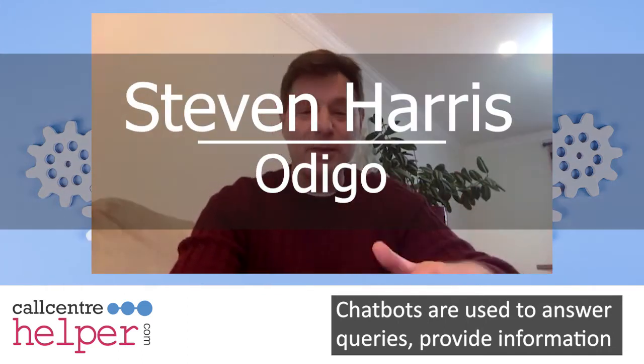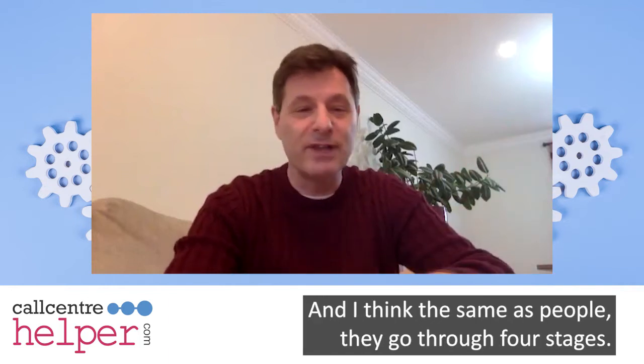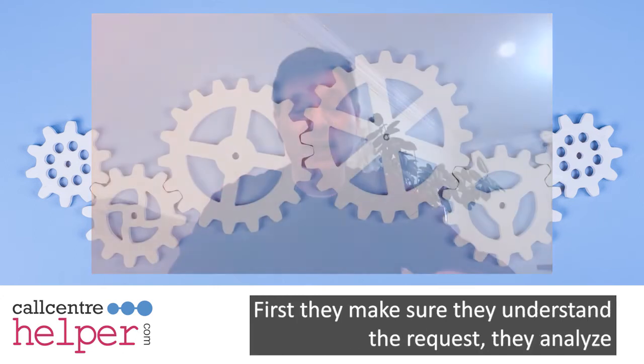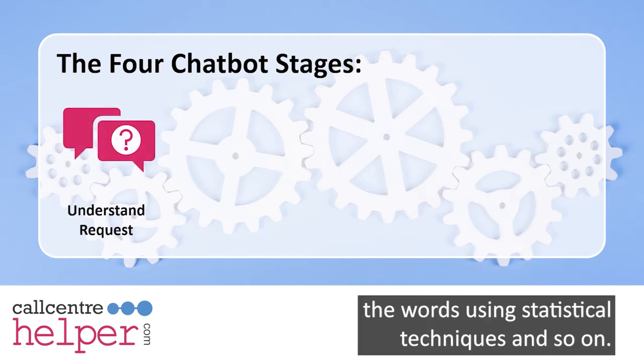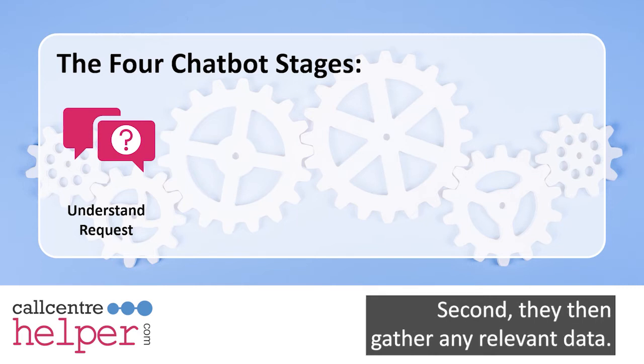So chatbots are used to answer queries, provide information, or help you through a process such as booking travel. And I think the same as people, they go through 4 stages. First, they make sure they understand the request. They analyze the words using statistical techniques and so on. And like us, they have the ability to learn and get better at understanding.